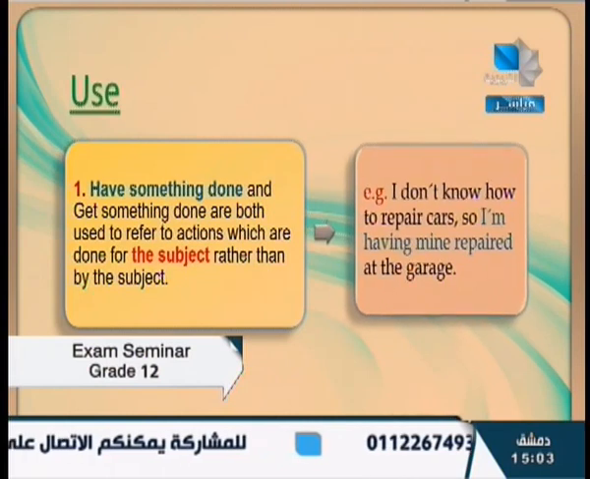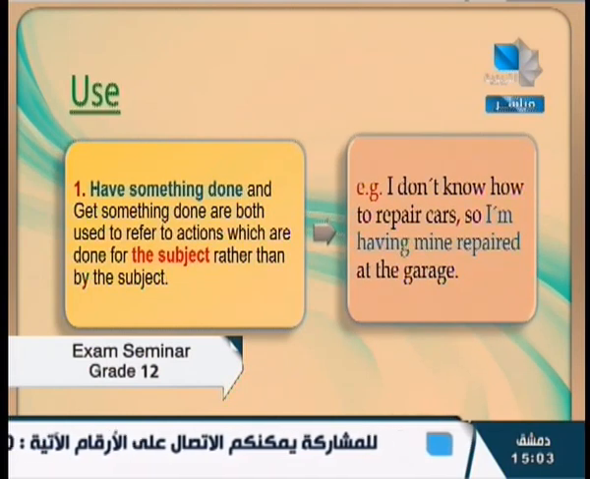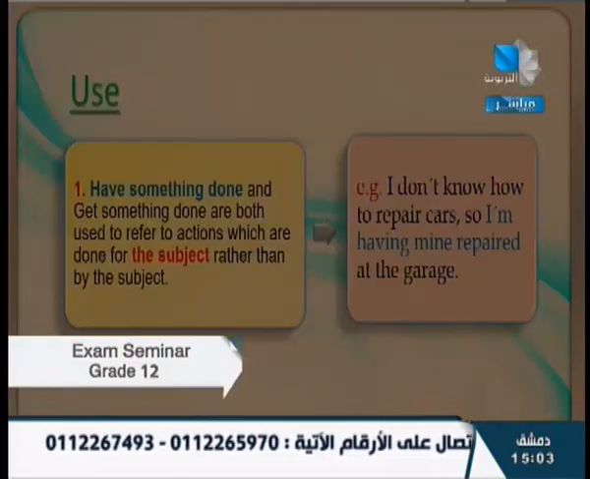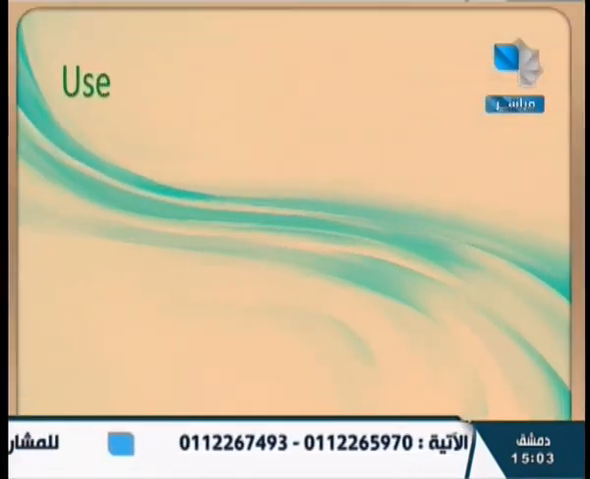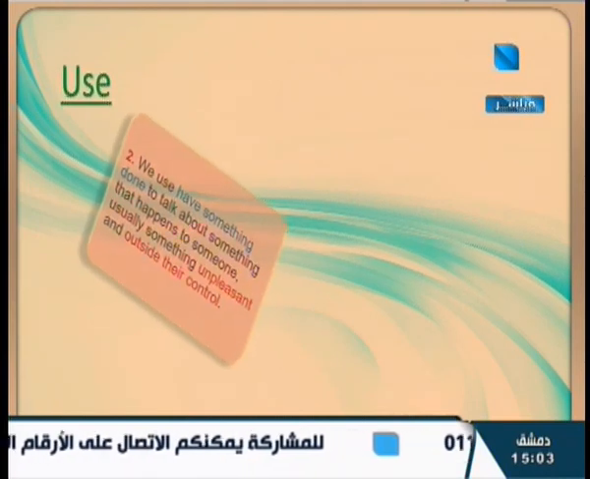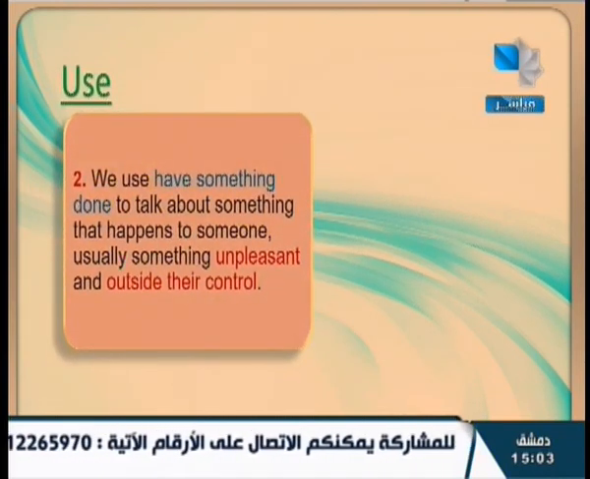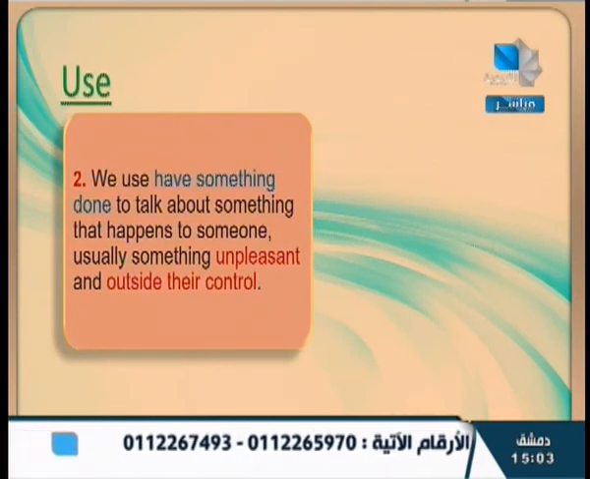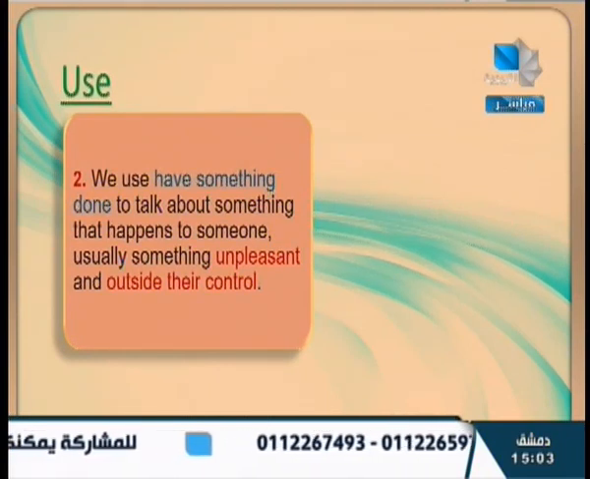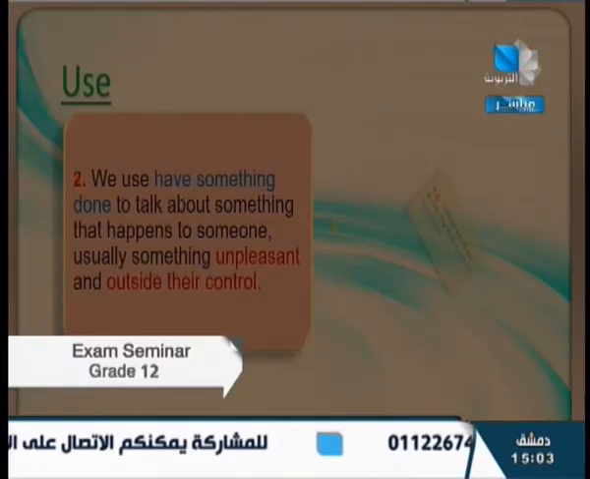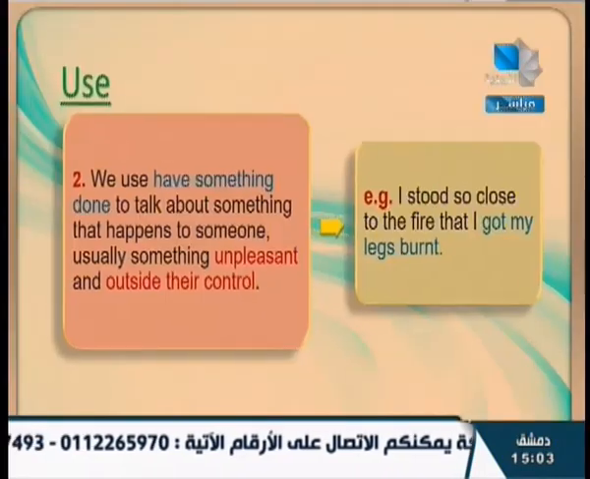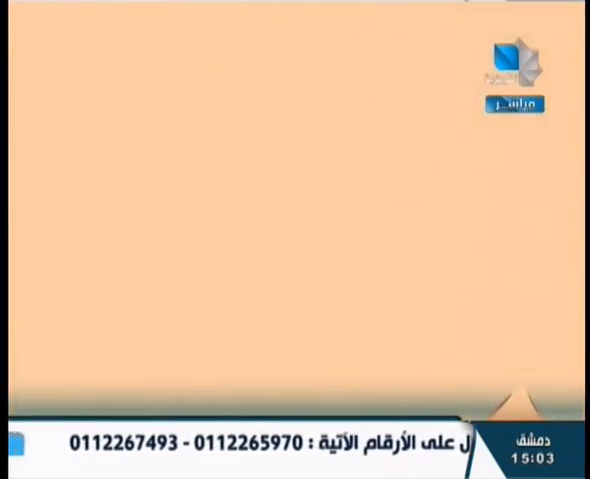We also use the causative sentence. We use have something done to talk about something that happens to someone, usually something unpleasant and outside their control. Example, I stood so close to the fire that I got my legs burnt. So getting my legs burnt is something unpleasant, and this is out of my control. So that's why we use the causative sentence here.